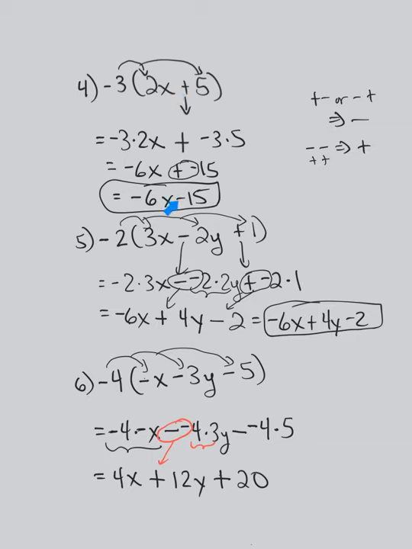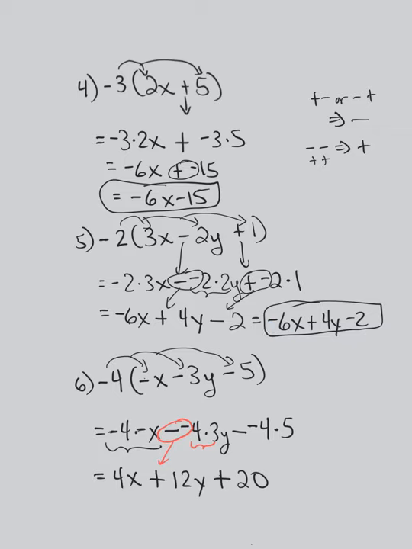A negative and a negative. Okay, like that. Let's look back at number 5. Inside my parentheses, I started with a plus, a minus, and a plus, however you want to think about it. And look what happened in my answer. I had a minus, a plus, and a minus.